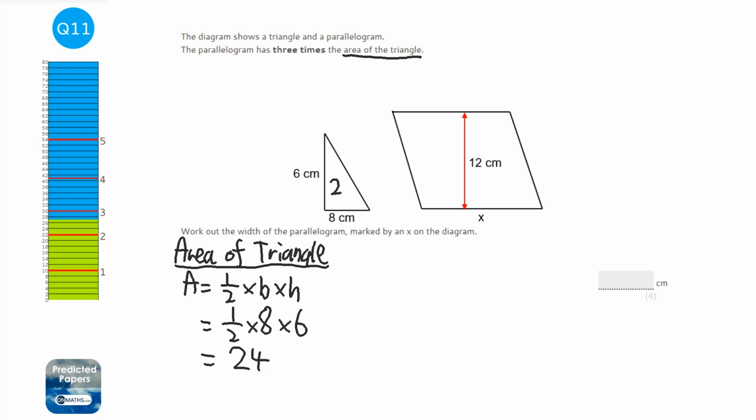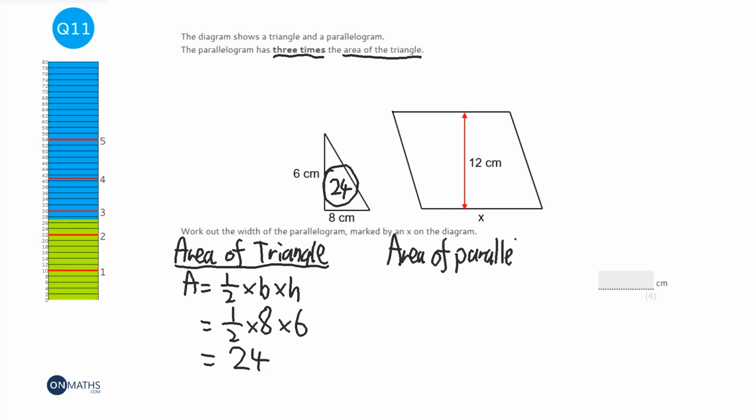Okay, so we know that the area of this is 24 centimeters squared. And we know that the parallelogram is 3 times the area of the triangle. So the area of the parallelogram equals 24, which is the area of the triangle, times by 3.